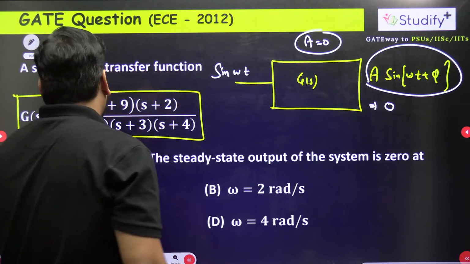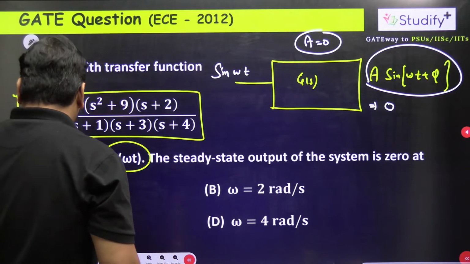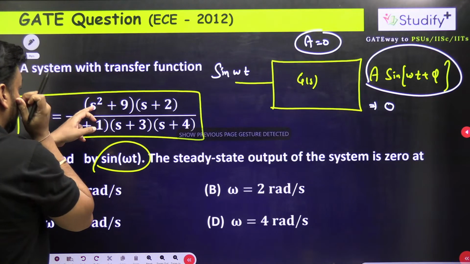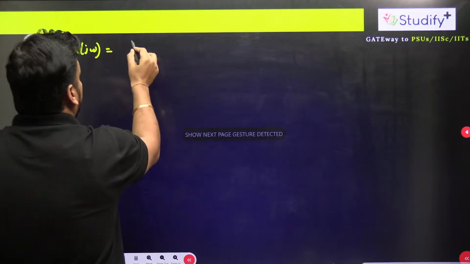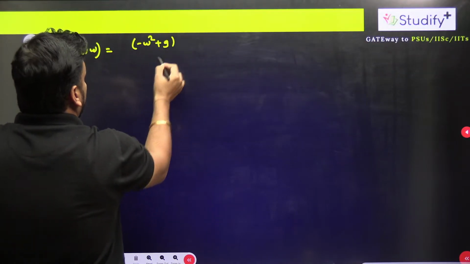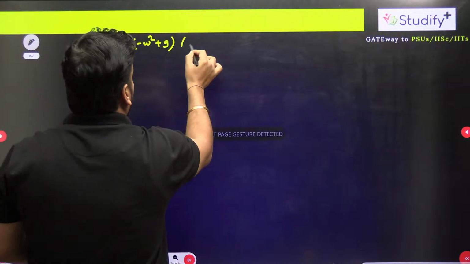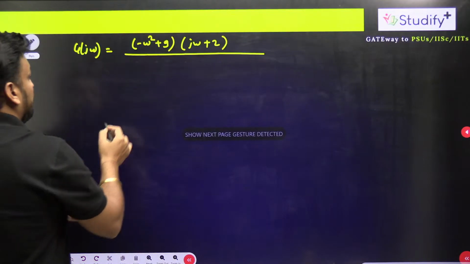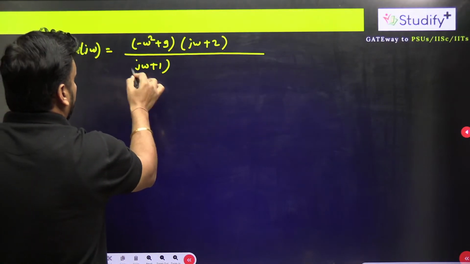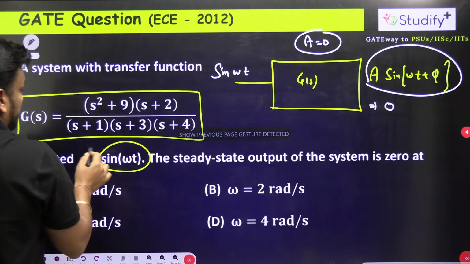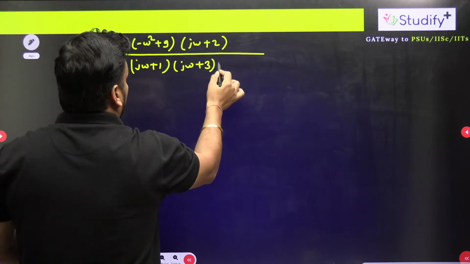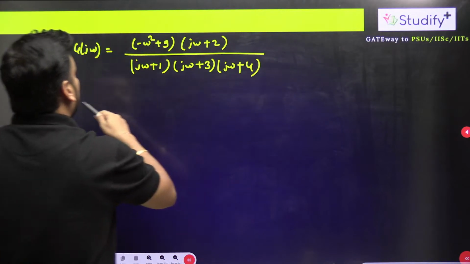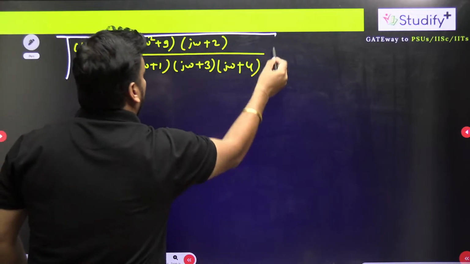Tell me, what is the transfer function here? In this transfer function, wherever G(s) appears, I will put s equal to j omega. So what should we get? Replace s with j omega: minus omega square plus 9, and plus j omega plus 2, upon j omega plus 1, j omega plus 3, and j omega plus 4. Is it clear? Yes. Now student tell me, when will it give you capital A?